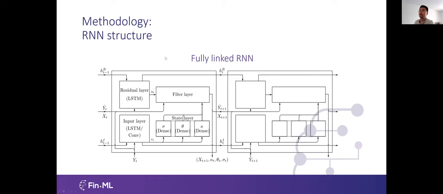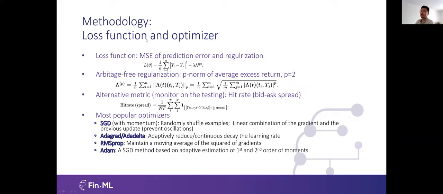This plot shows how we link these four layers together. It shows a basic unit of the recurrent neural network. In each unit, we have four connected layers: the input layer, state layer, residual layer, and filter layer. The problem with using it this way is that we need a better understanding of how these layers work, because we define the initial hidden state for each layer, and we tell the model how the data is passed through these layers. After we finish this step, we output the predicted state variable along with the predicted state parameters. This is going to be used for the arbitrage quantification. Next, we can go to the loss function and the optimizers.